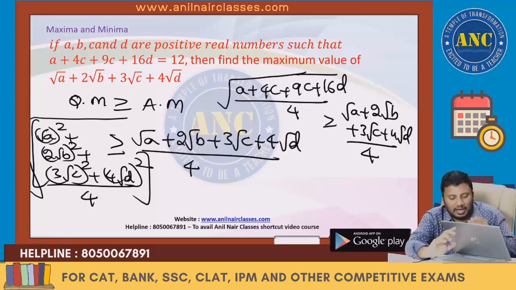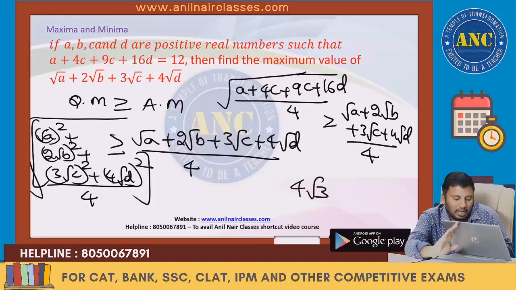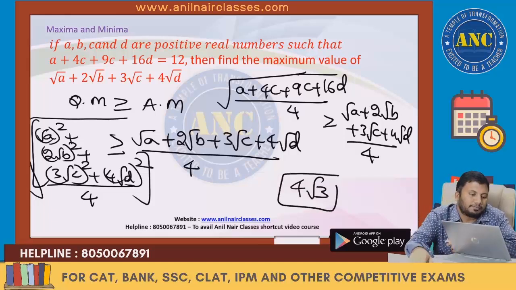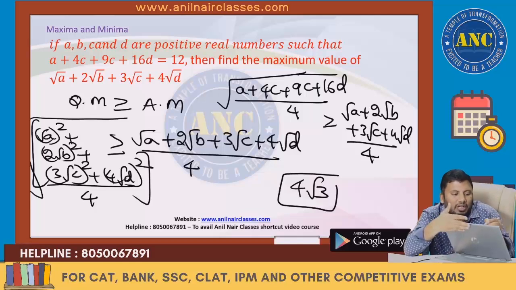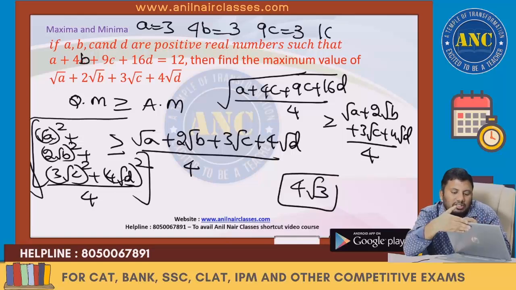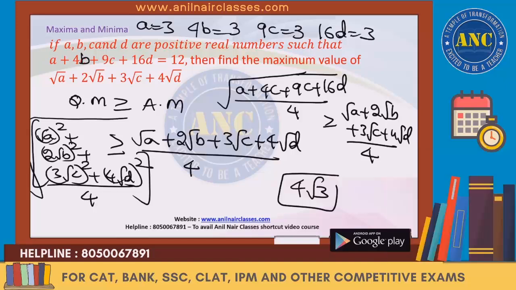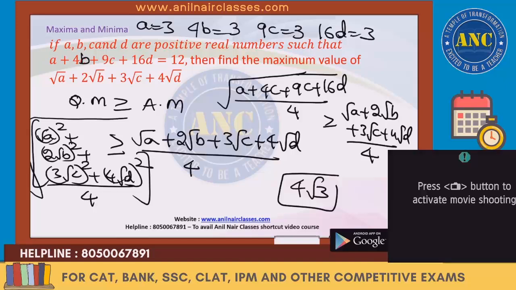So 12 answer is 4 root 3. Answer is 4 root 3. I hope it is clear. Or make each one of them equivalent to 3. a equivalent to 3, 4b is 3, 9c is 3, 16d is 3. Apply root, you will get 4 root 3.